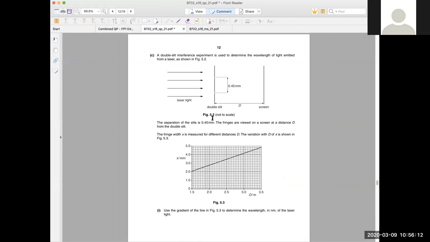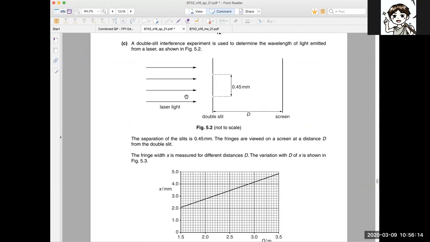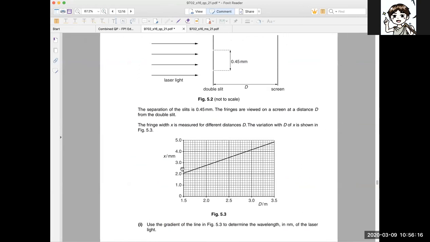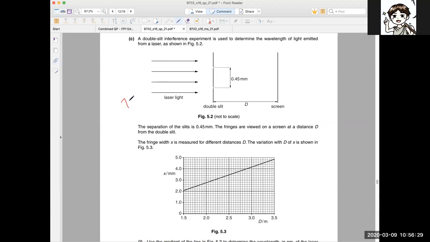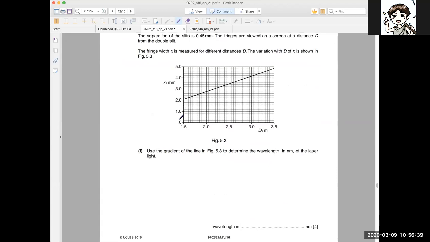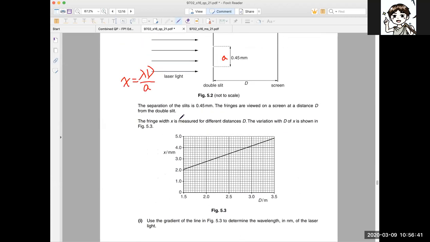It's really weird. Okay, let's go on to this question. It's the relation between x and d. x is the fringe width, and you have that formula in the formula booklet: x equals lambda d over a. a is 0.45 millimeter, d is given, lambda is the wavelength. Use the gradient to determine the wavelength in nanometer.